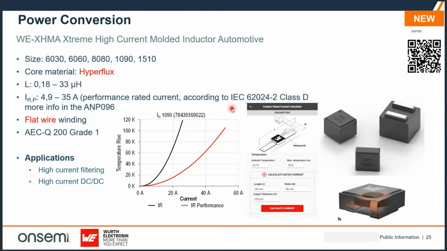However, you can also use our custom rated current calculator in REDEXPERT, where you can give your length, width, and thickness of your copper trace, and it will give you the rated current that should be expected for this component. So this inductor offers a very good EMI behavior and also fits perfectly for DC-DC applications or power conversion or even filtering.